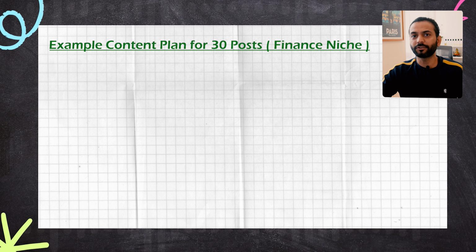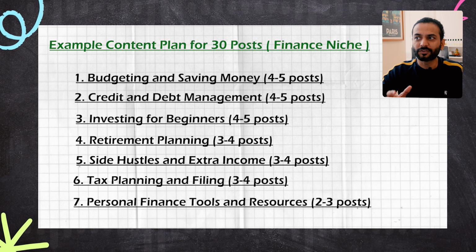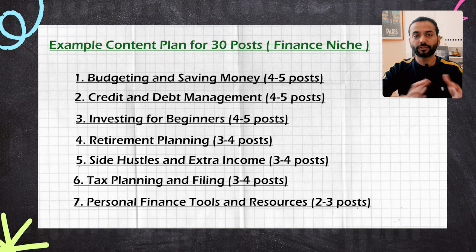Then another topic could be retirement planning. And then you can create a few blog posts about side hustles and extra income. And then a few blog posts on tax planning and filing. Then a few blog posts about personal finance tools and resources. So you can see in finance we write different kinds of blog posts on different topics. This is how you should divide your 30 blog posts.